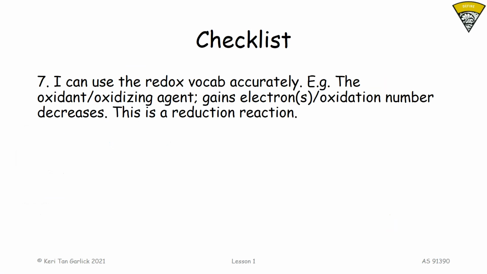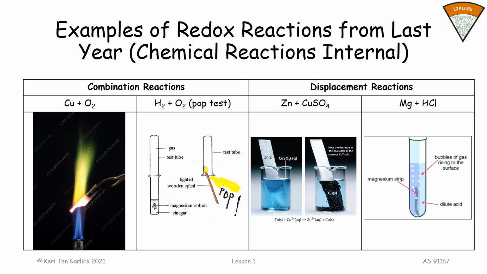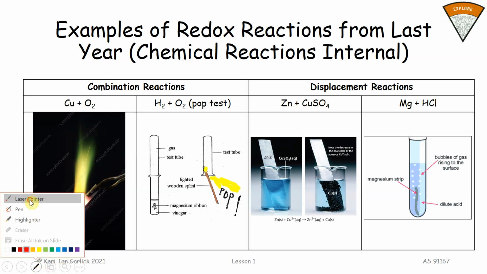All right, so let's move on then to today's material now that we've covered the assessment. On our checklist, we're looking at number 7, being able to use that redox vocabulary. So you guys have seen some redox reactions before. This is kind of a refresher of it. Last year, you guys did a chemical reactions internal, and I want to show you guys some ones that were redox reactions so you guys are aware of them.